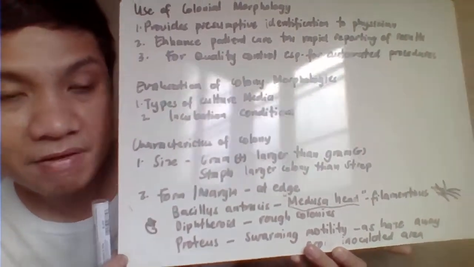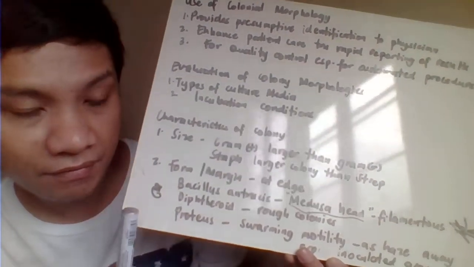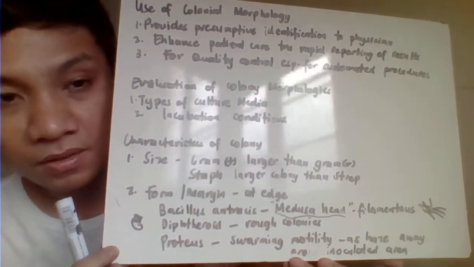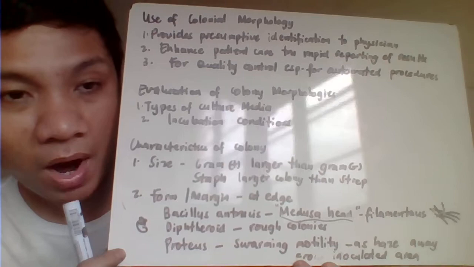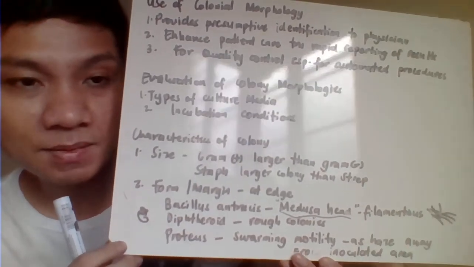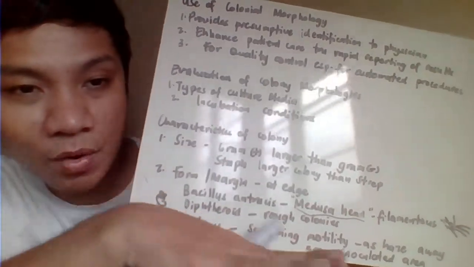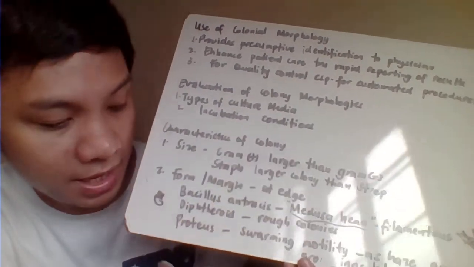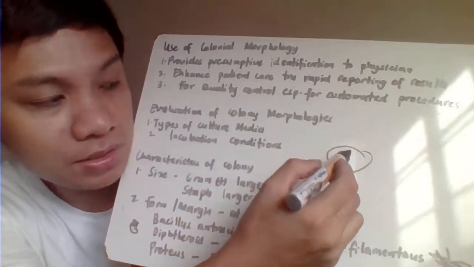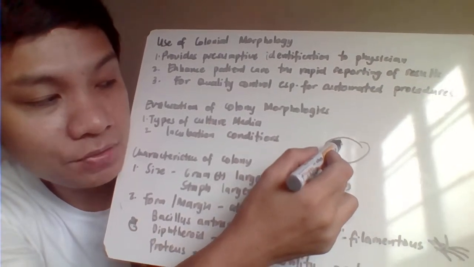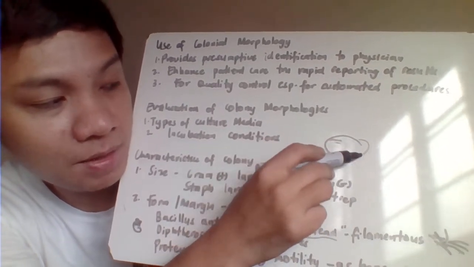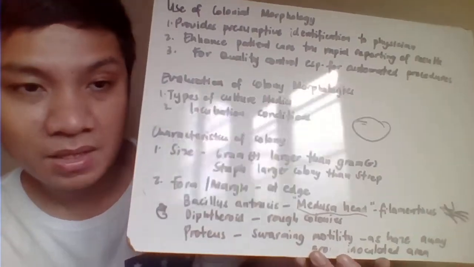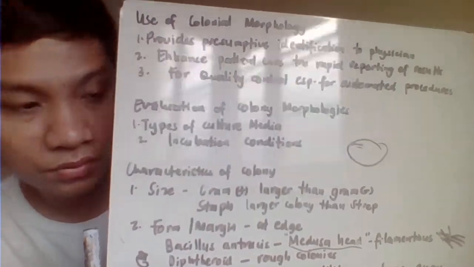Another one, your diphtheroid produces a rough-edged colony. And we have your Proteus. The Proteus would have swarming motility characterized by haze. They swarm, so there is haze from the area where you inoculated. For example, the colony is here, and then on the side there is haze. Okay, that's swarming motility. That would identify your Proteus.